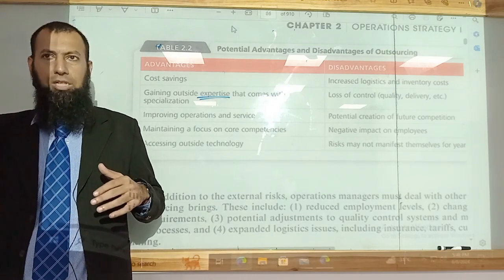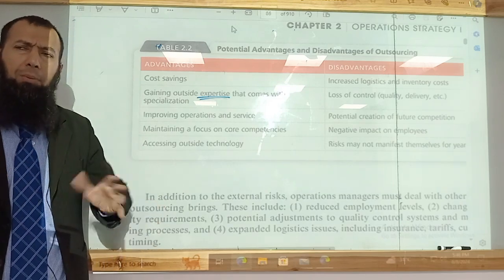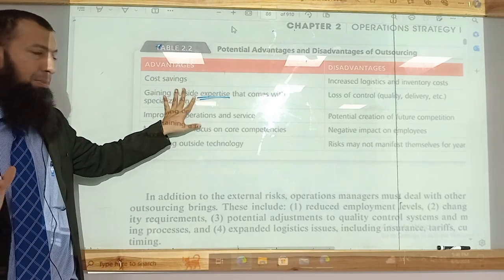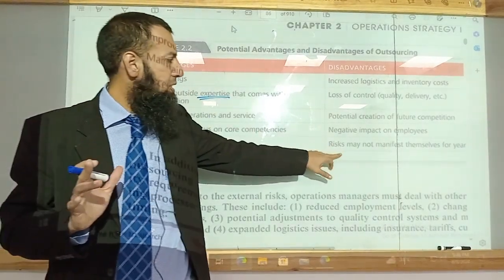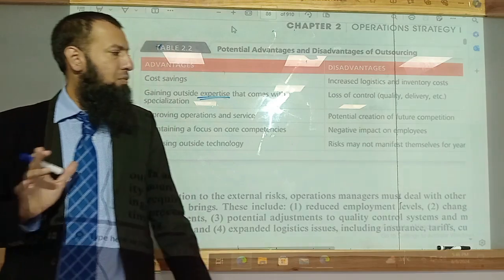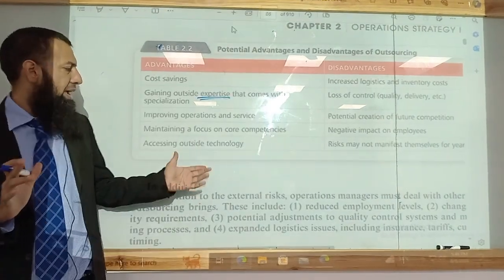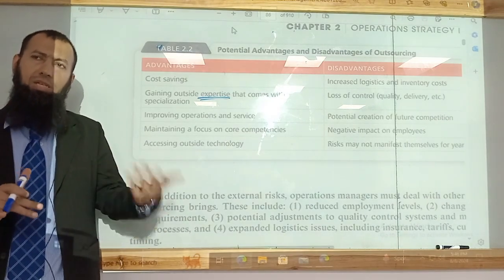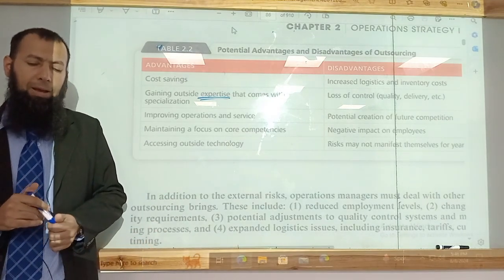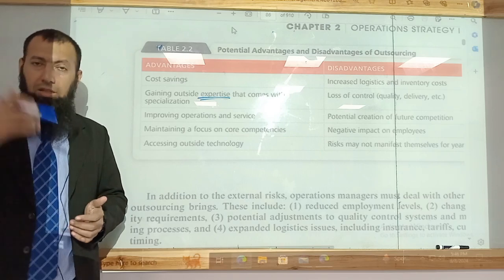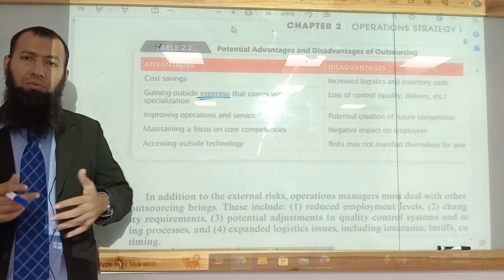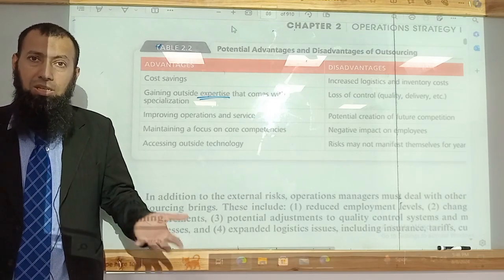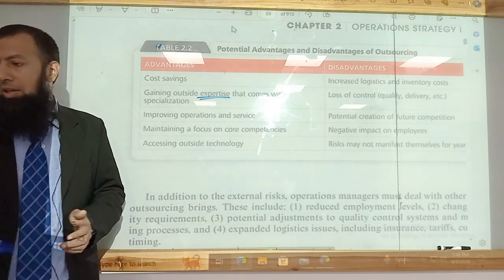There is a perception actually. It is not true actually, but it has an impression. Outsourcing has an impression. Remember always, it has an impression. Risks may not manifest themselves for a year. So there is a chance that there would be no risk for years, but after some time there will be risk. For example, there can be a threat of discontinuing the contract or increasing charges. So this is possible. Next.